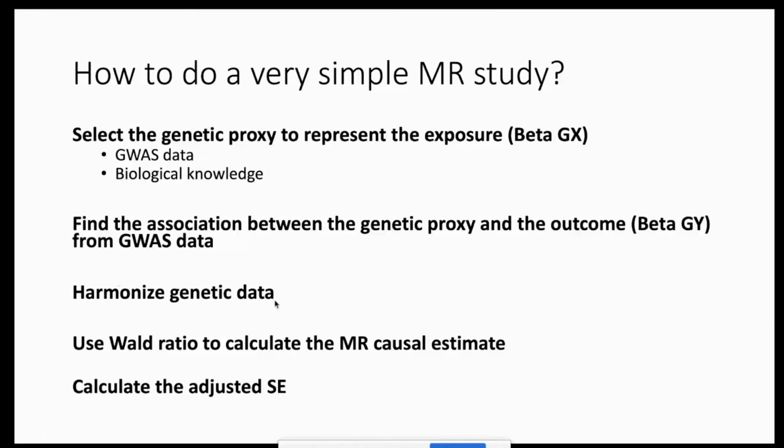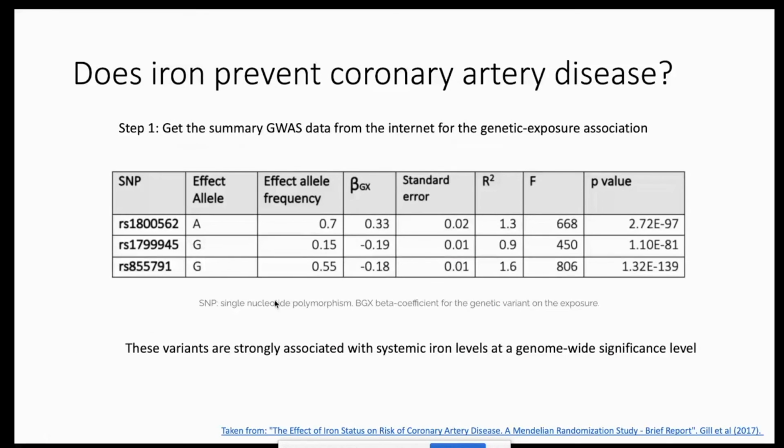So we're now going to do that for a Mendelian randomization study. I'm taking some of this data from a paper published by Dipender Gill in 2017, which looked at the effect of iron status on risk of coronary artery disease. This really addresses the question of whether iron could prevent coronary artery disease. So I've taken some of the data from that study as an example.